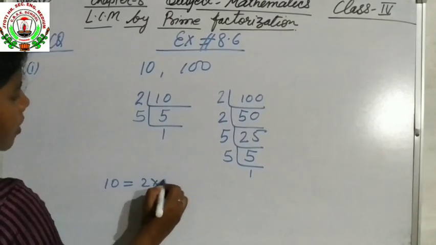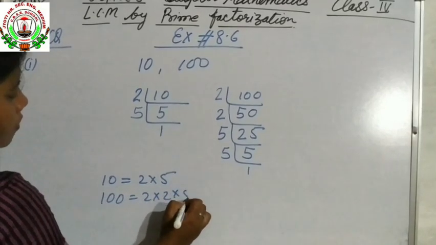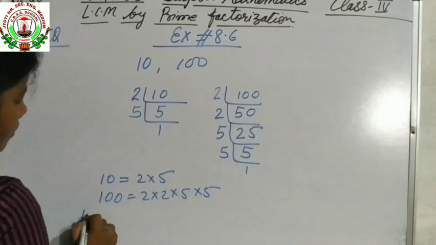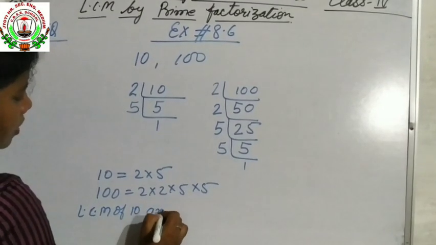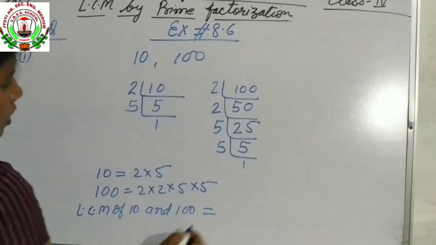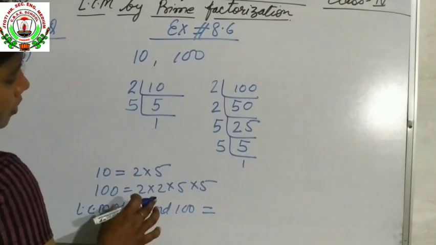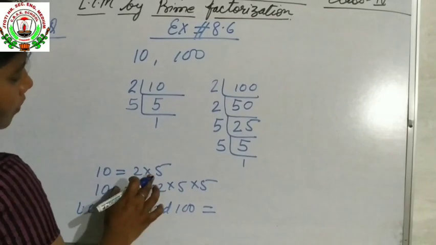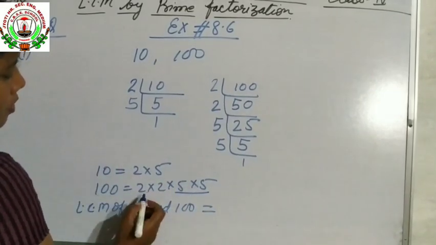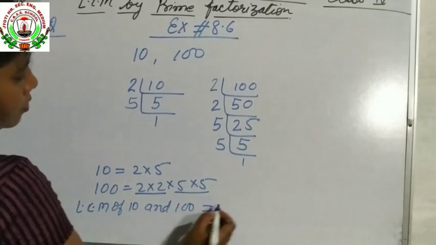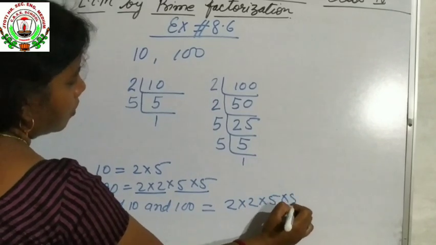Now you will write in multiplication form: 2 into 2 into 5 into 5. Now we will write here LCM of 10 and 100. Now again you will see the maximum times a number is repeated. First you will see 5. 5 is repeated 2 times here, maximum times, and 2 is repeated 2 times. So we will write 2 into 2, then 5 into 5.